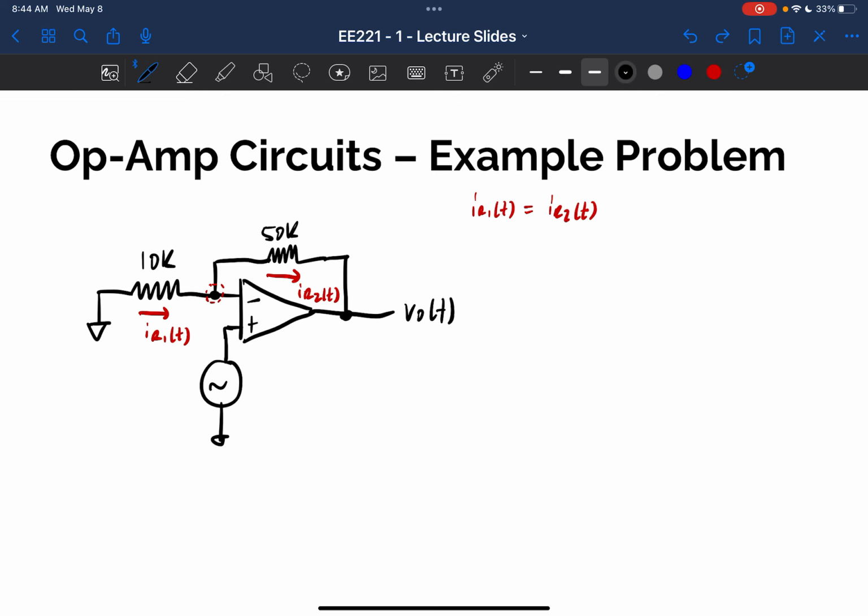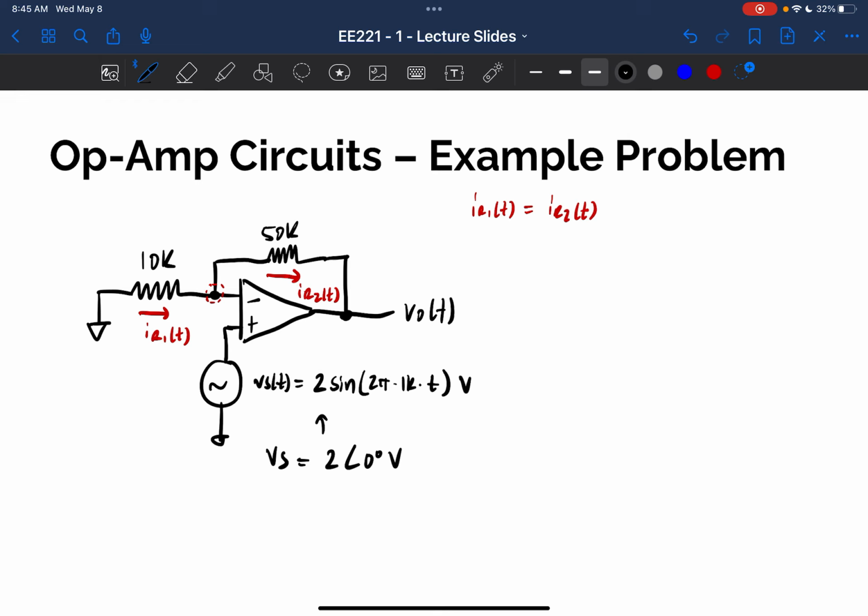Let me go ahead and give us a VS, though. Let's say VS of T is going to be equal to 2 times the sine of 2 pi times 1K times T volts. Okay? So all we have to do here is, I would leave everything in terms of Vs of T and Vo of T until the end, just to make the math easier. But we could, of course, write this as a phasor if we want. So we could write it as Vs is equal to 2 angle 0 degrees volts.